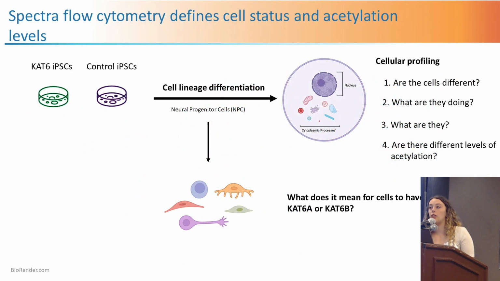And so this is just to briefly summarize what I mentioned with the spectroflow cytometry, where we're able to take our KAT6 iPSC lines, our control iPSC lines, put them through that cell differentiation, and do the cellular profiling, where we're able to look at, are the cells different? What are they doing? What are they? And we're able to then assess the different acetylation levels. And so going forward, we want to continue to do this, but we don't want to do it in just the neural progenitor cells. Our plan is to do it in multiple different cell types, where we can then ask that same question and look at the different acetylation levels.